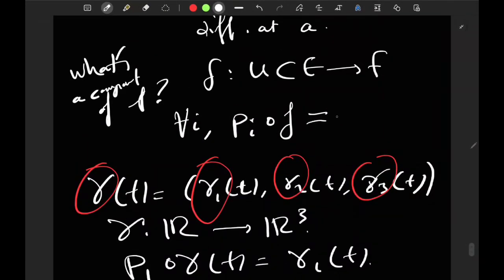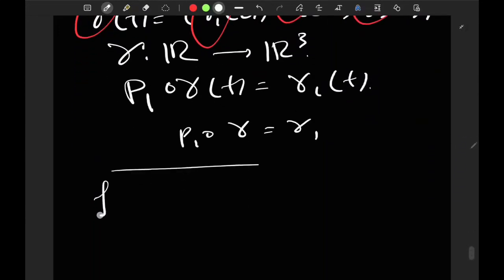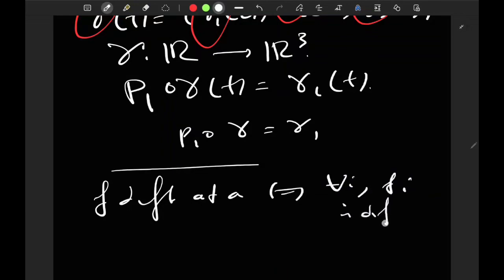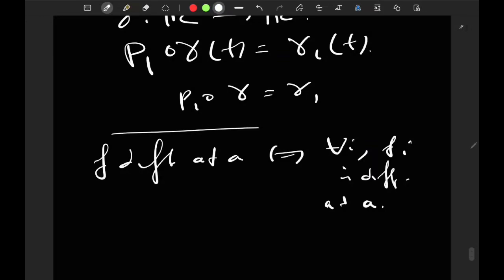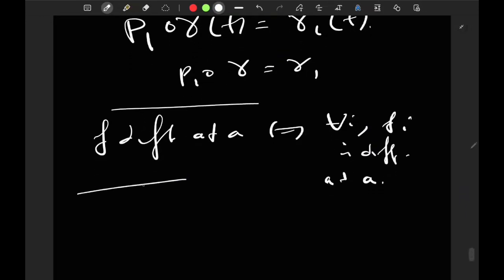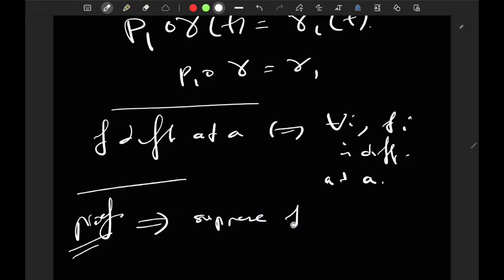So p_i ∘ f, I call it f_i, and these f_i's I call the components of f. What we are saying here is that f is differentiable at a if and only if for all i, f_i is differentiable at a. To prove this is really not difficult. You just need to realize what's the expression of f in terms of its components, and then it becomes a piece of cake. So, proof, first direction: suppose f is differentiable at a.